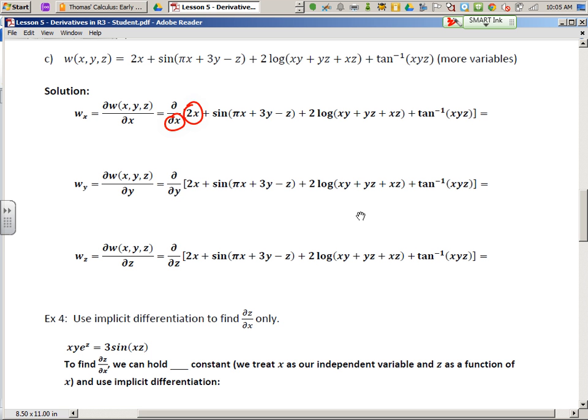What's the derivative with respect to x of 2x? That's just 2. What's the derivative of sine blah blah blah? It's always cosine blah blah blah, right?